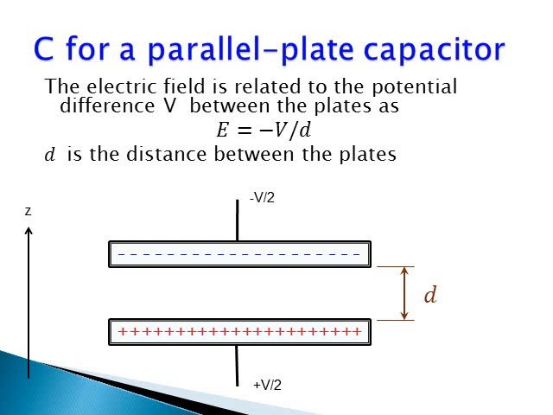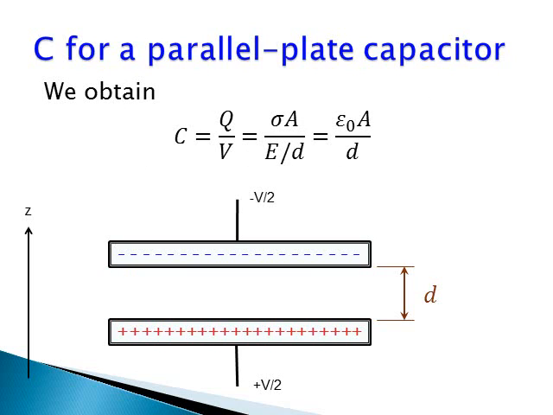I also know how the electric field is related to the potential difference V between the plates. Because the electric field is approximately uniform, it is given by minus V over d. d is the distance between the plates.